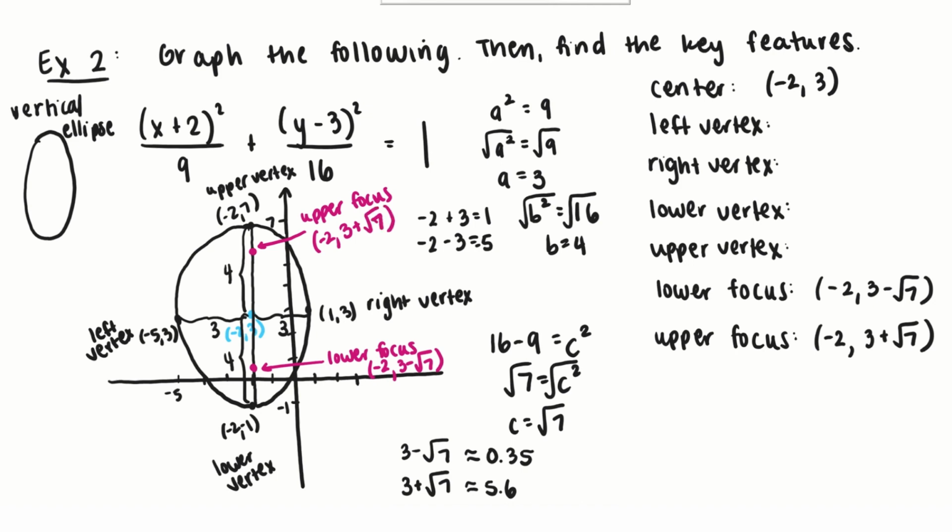And now I can just fill in all of the rest of these that we already found. So (-5, 3), (1, 3), (-2, -1), and (-2, 7).